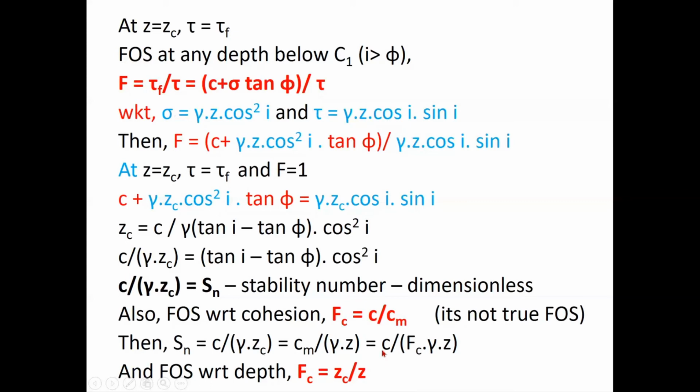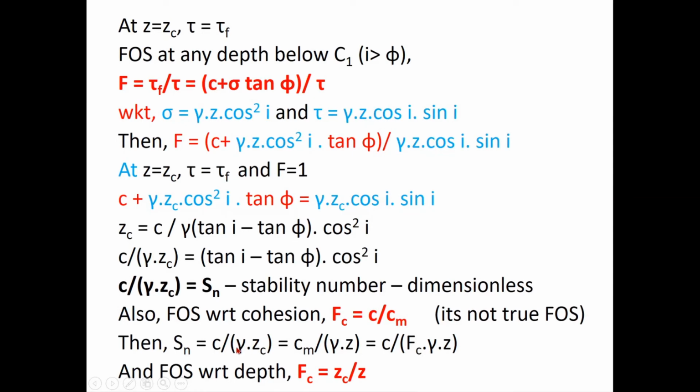So I'm substituting that here. So C by Fc into gamma C. Write this, and you can cancel those terms, and you can write the factor of safety with respect to depth. So factor of safety in terms of cohesion, I can also write it in terms of depth. So Fc will be equal to Zc by Z, right? So you can cancel these terms here.